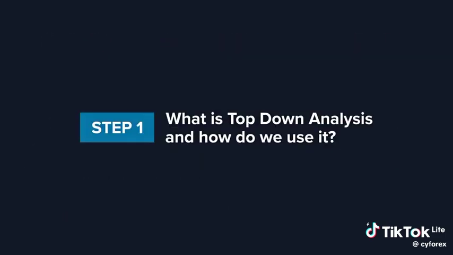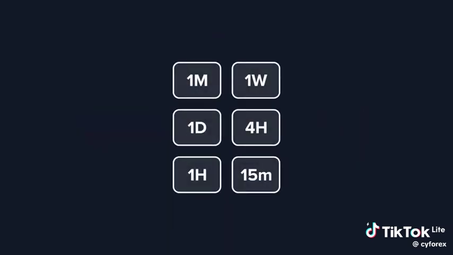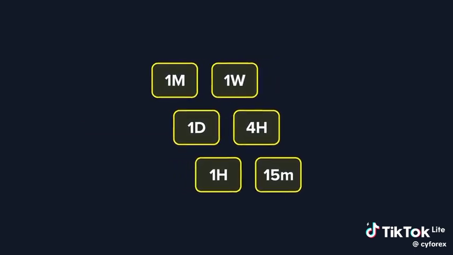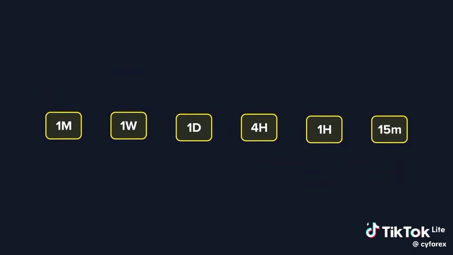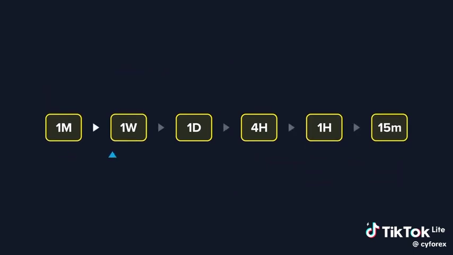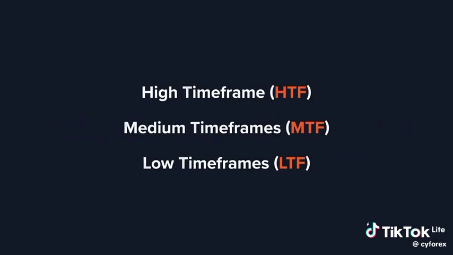So let's waste no time and start with step number 1, which covers what top-down analysis actually is and how we use it in our trading strategies. Within top-down analysis, the idea is that you should actually be using all of these time frames when looking for potential trade setups. The way this works is by starting your chart analysis on the monthly time frame and then working your way down until you reach the time frame that you want to actually use for your entry setups. But to understand why, we will split these time frames into 3 different categories, with each of them being used for a different purpose.